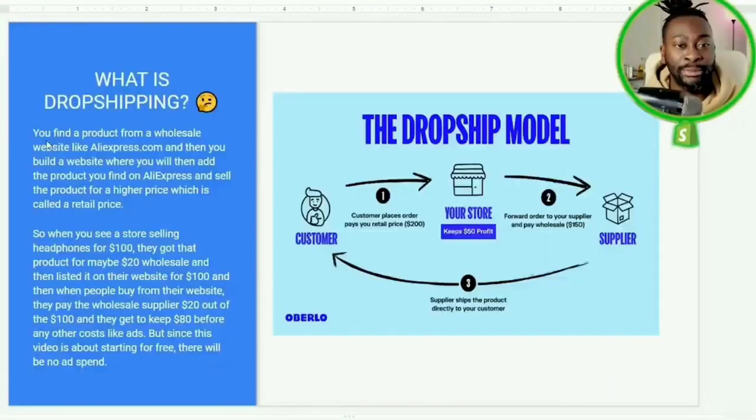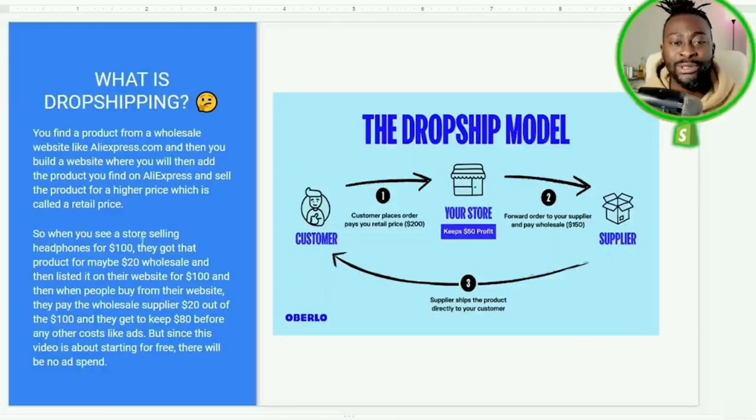Now, if you don't know what dropshipping is, pretty much you find a product from a wholesale website like AliExpress.com, and then you build a website where you add the product you found on AliExpress and sell the product for a higher price, which is called a retail price.